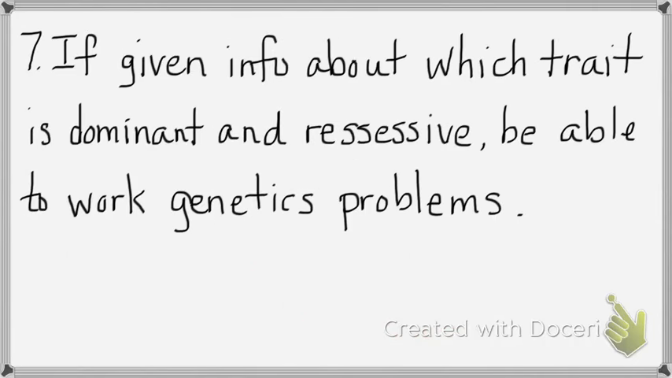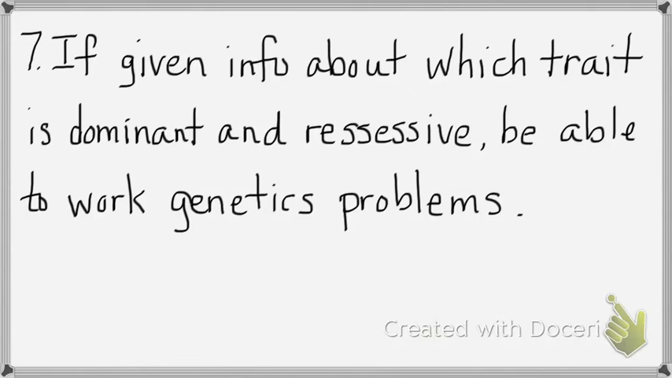So really number seven doesn't tell you to do anything. Number seven is just a reminder that you're going to have to do genetics problems on the test. It says, I'm going to give you information about a trait, and I'm going to tell you what is dominant and what is recessive, and you're going to have to work genetics problems. So let me just give you some examples from your book of things that would be like what would be on the test. So follow me to page 127 at the bottom of the page.